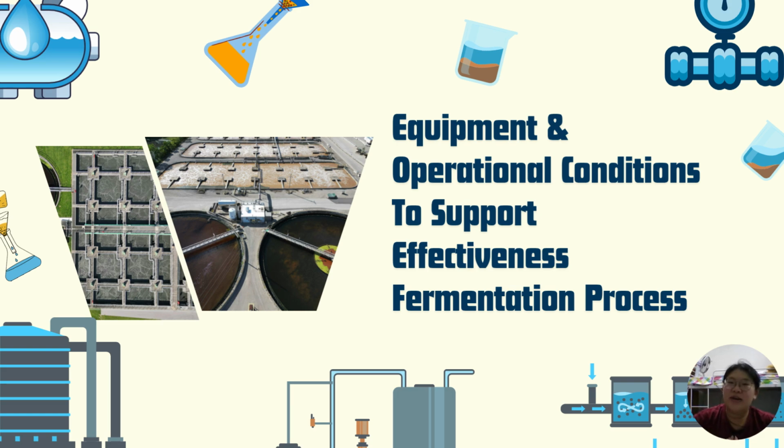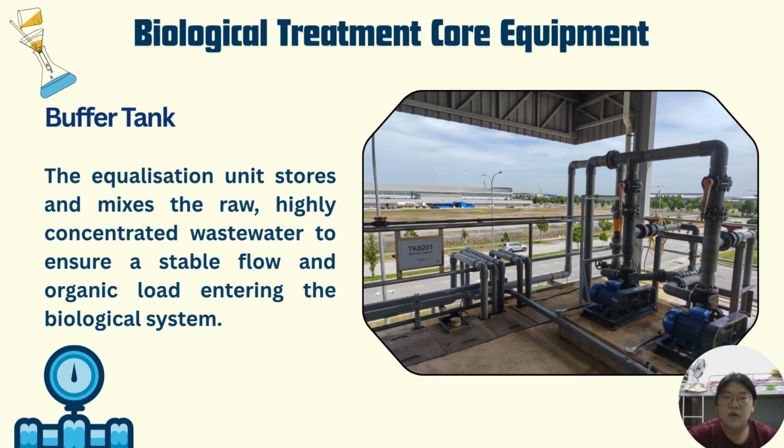Now, let's look at the actual layout and the equipment we recorded during our visit to the Ajinomoto wastewater treatment plant. First is the core biological treatment equipment. We start with the buffer tank, which acts as our equalization unit. It stores and mixes the raw, highly concentrated wastewater to ensure a stable flow and organic load entering the biological system. By preventing sudden spikes in the wastewater volume or strength, this tank protects our downstream bacteria from being shocked or overwhelmed.